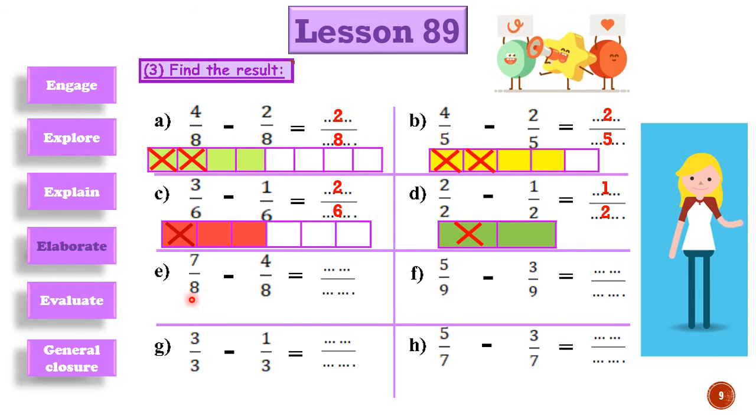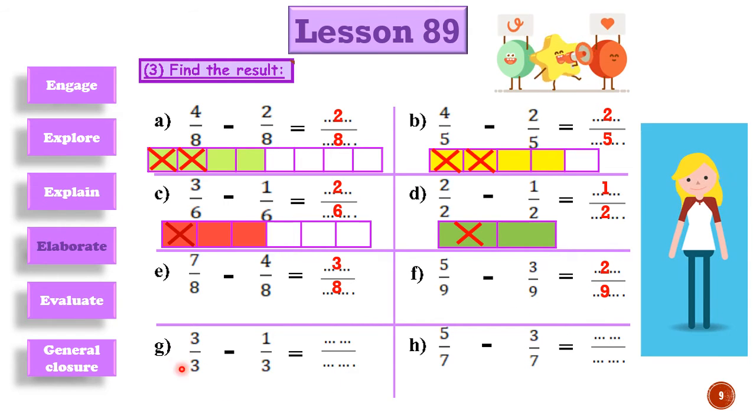Here we have, without modeling, I can solve it like this. 8 in the denominators, it will be the same. 7 minus 4 equals 3. The result will be 3 eighths. Here we have 5 ninths minus 3 ninths. Here the denominators will be the same. And just subtract 5 minus 3 equals 2. 2 ninths. Good job.